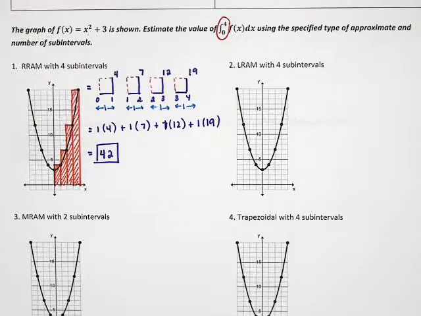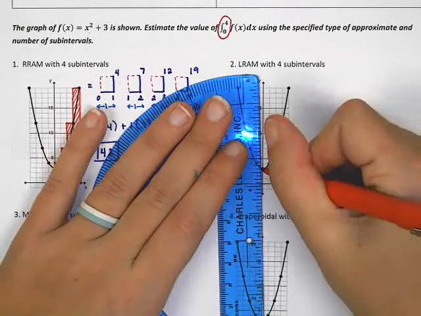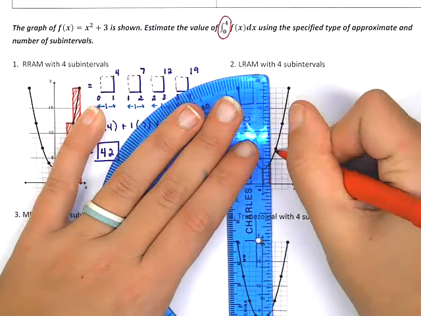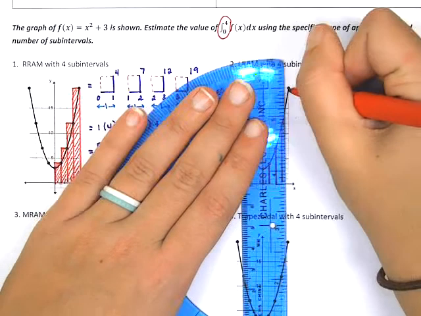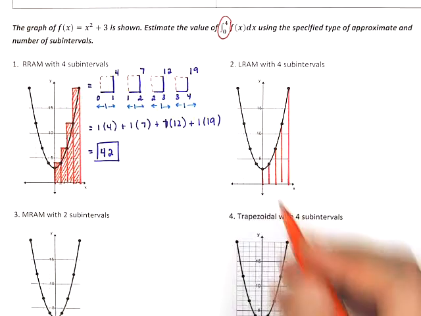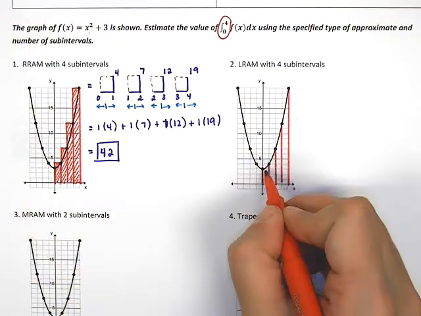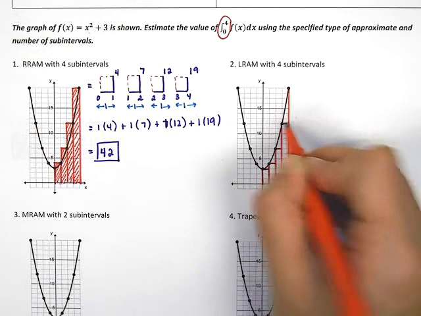Number 2 asks me to do the same thing: 4 subintervals between 0 and 4, but this time with a left side approximation. So again, I'm going to divide up my graph into 4 sections. To make 4 sections, I can divide it right nicely along the integers. Now instead of choosing the right side for each of my heights, I'm going to choose the left side. So my rectangles are going to look like this.